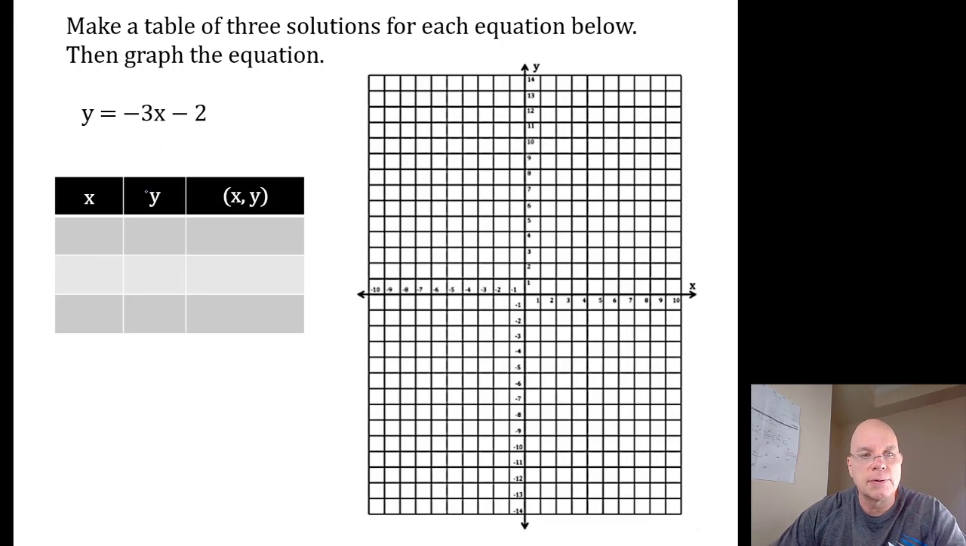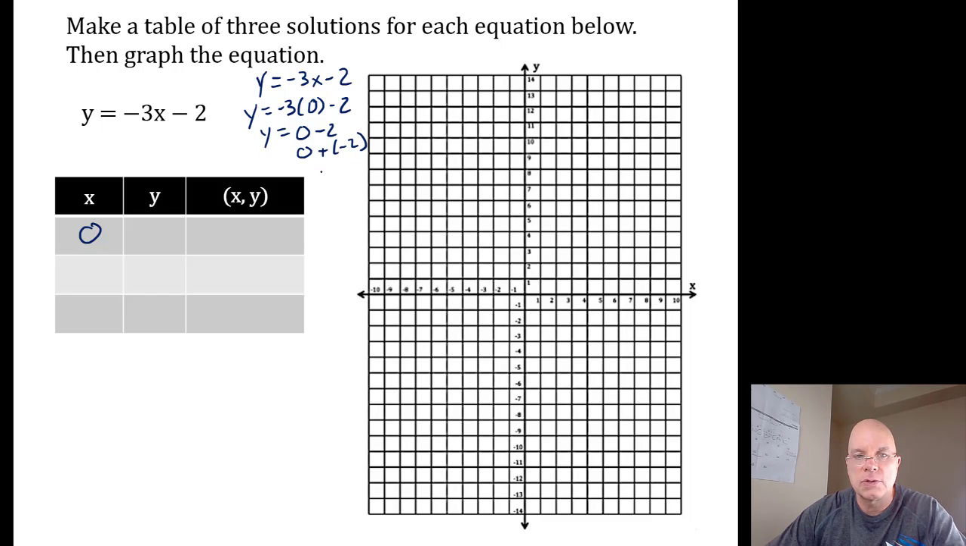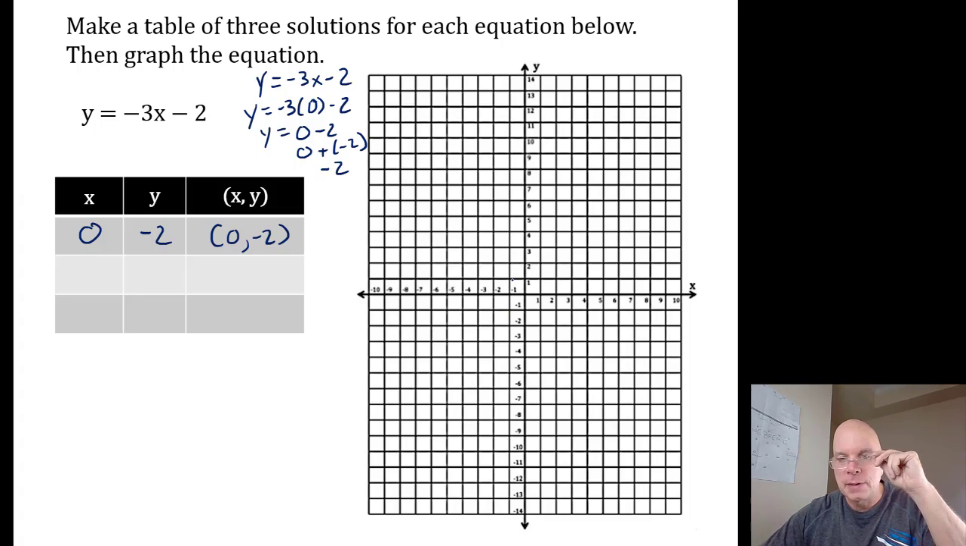Negative 3x minus 2. I would start with 0. I would always write the equation. Y is equal to negative 3 multiplied by 0 minus 2. So y is equal to 0 minus 2. Subtracting is the same as adding the opposite. So that's negative 2 for the output when x is 0. 0, negative 2. X is 0, so I don't go right or left at all. But y is negative 2, so I go down 2.